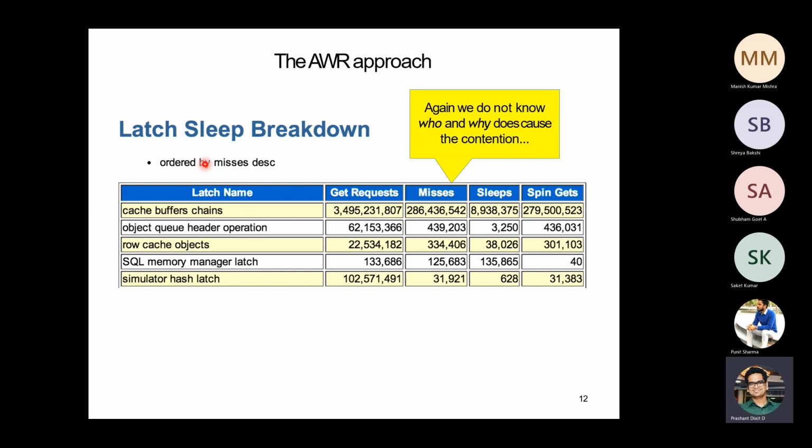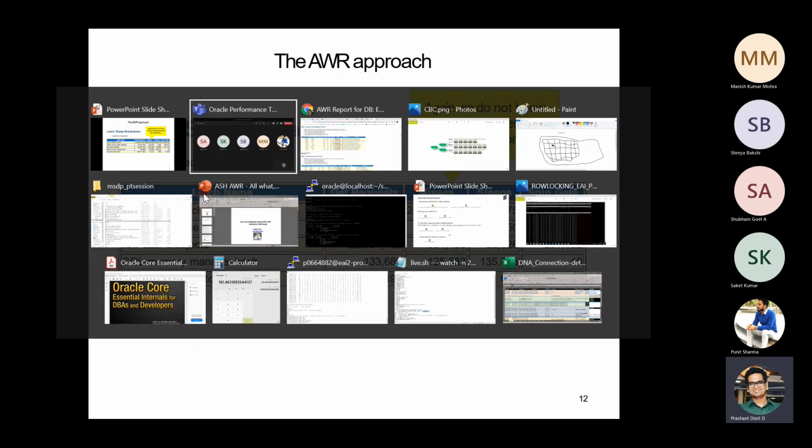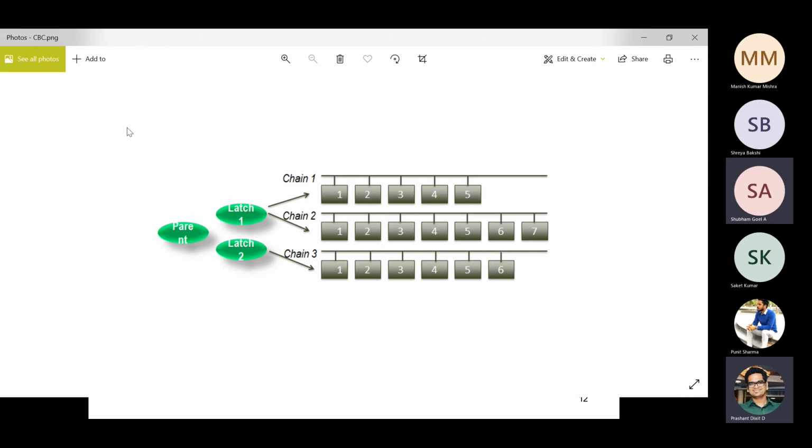So we have a latch sleep breakdown within the AWR reports. What the latch sleep breakdown statistics provides you is basically the miss and sleep ratio and the spin gets. So let me first explain what exactly that is. Let me take the help of a screenshot to make things a little easier for you.